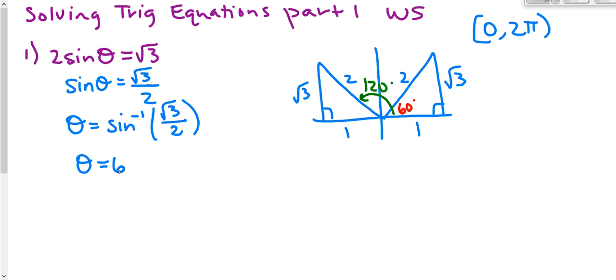But we're not answering in degrees, we're answering in radians. If you're like me, you just think in degrees first and then you can convert to radians. 60 degrees is pi over 3 radians and 120 is 2 pi over 3 radians.